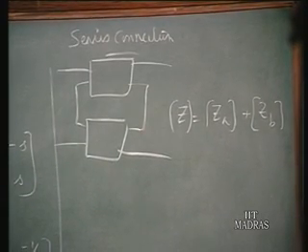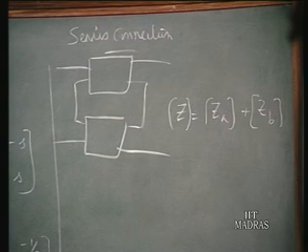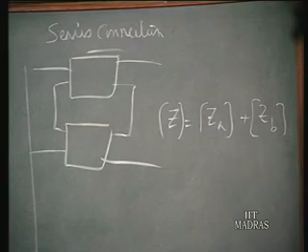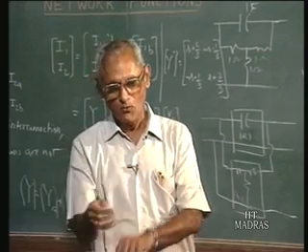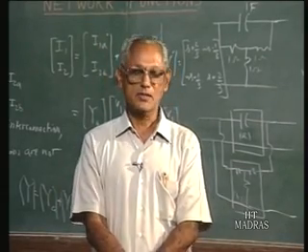However, the port conditions are violated in this case for most of the practically useful networks, and therefore this particular interconnection is not very much used. It can be similarly shown that in the case of H matrices, you have one set of ports connected in series, another set of ports connected in parallel.